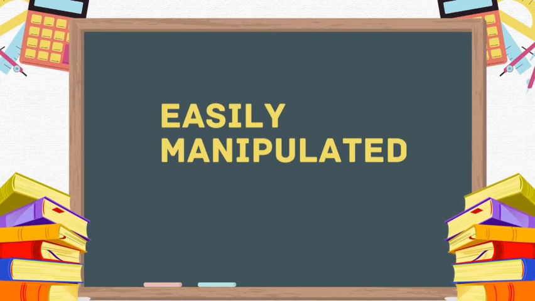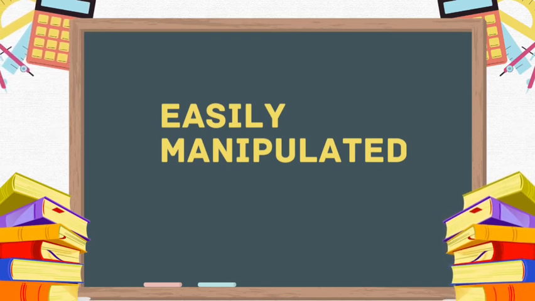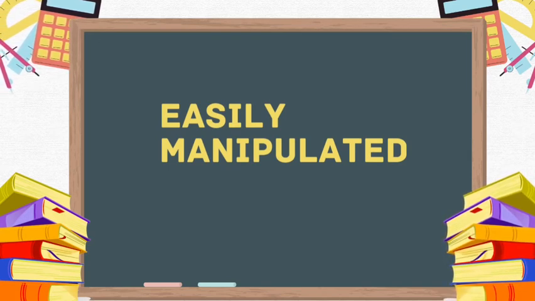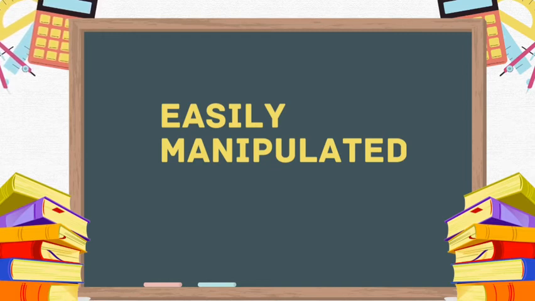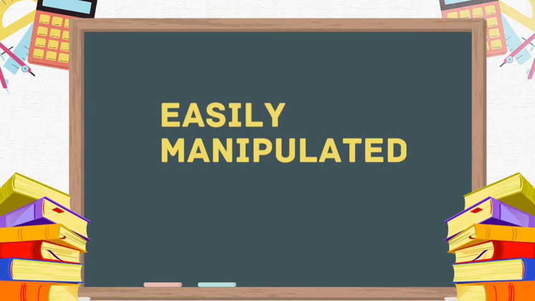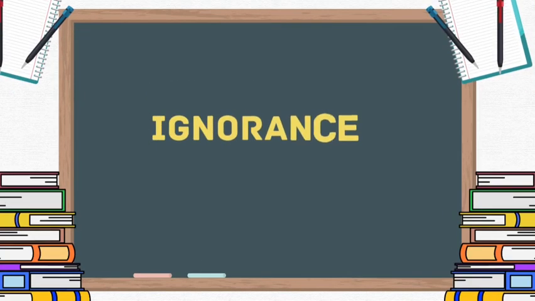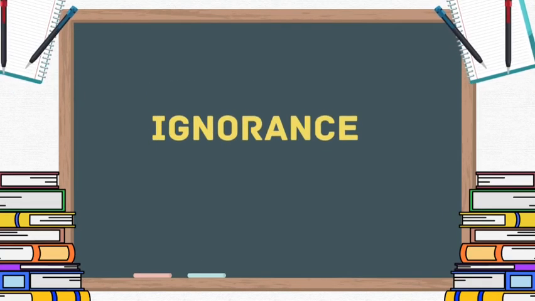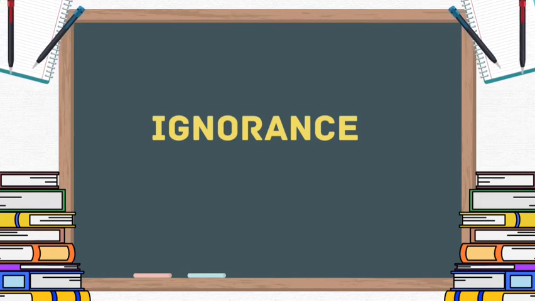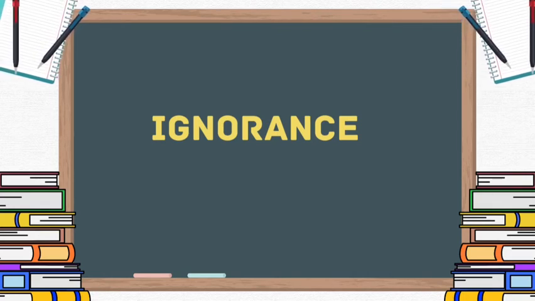What are the consequences of illiteracy? 1. An illiterate can easily be manipulated. We will say he or she can easily be manipulated. It simply means that such a person can easily be deceived or is prone to being deceived by other people. Then another consequence is ignorance.